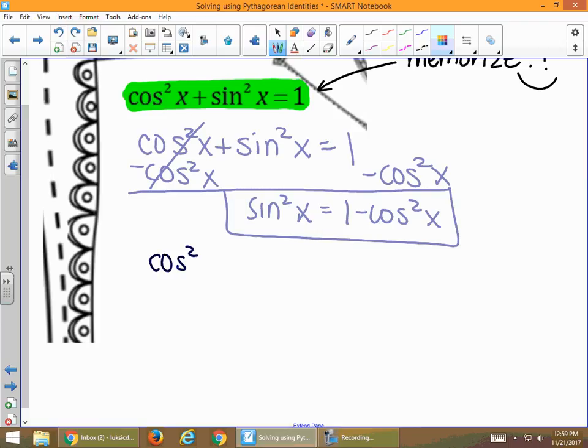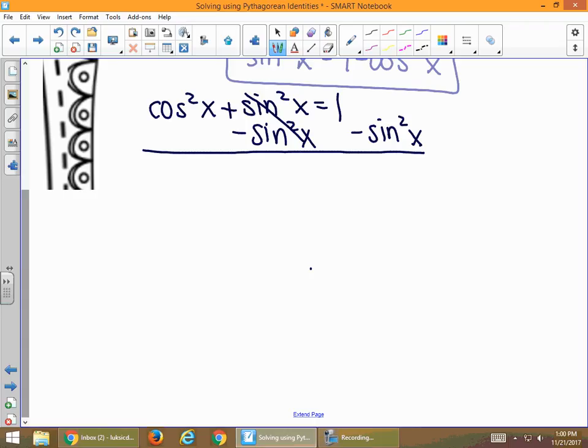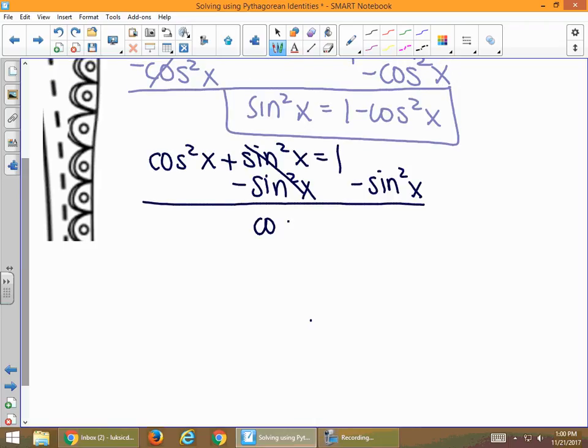Similarly, we can subtract sine squared from both sides of the equation. And we get cosine squared equals 1 minus sine squared. So there, anywhere we have a cosine squared, if we'd rather work with sines, we can put in 1 minus sine squared. Again, this only works for squares. Only works if you have sine squared and cosine squared involved.